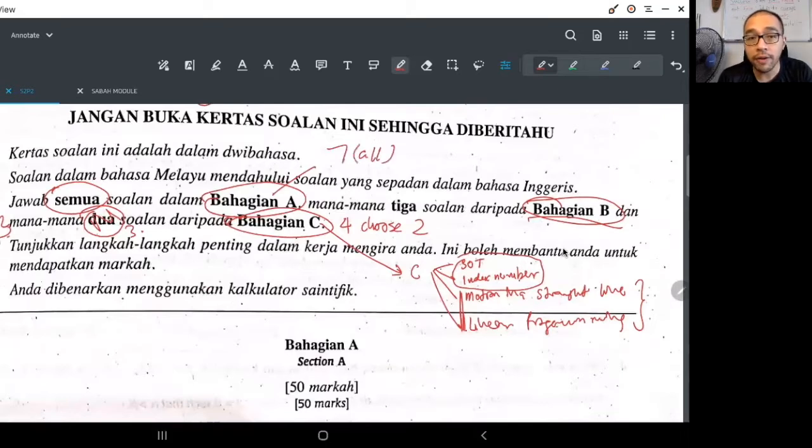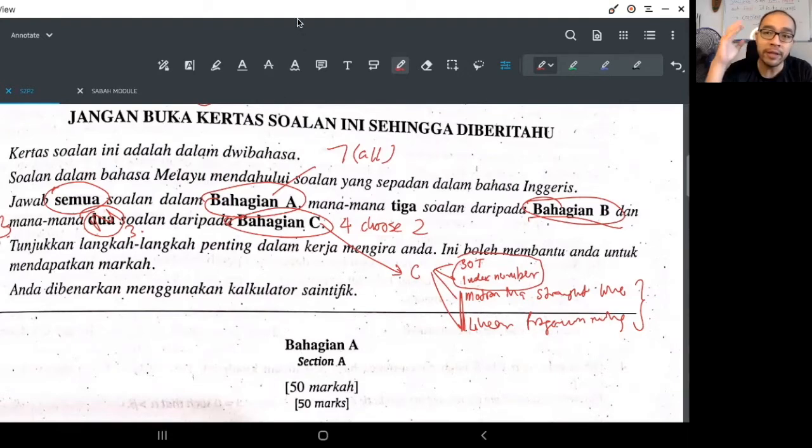So in 2.5 hours, you have to answer 12 questions. 7 plus 3 plus 2. Okay, so in 2.5 hours, you have to answer 12 questions. And generally, section B and section C are the bigger chunk of questions. Okay, the heavier ones usually come from section B and section C as compared to section A. Section A is also heavy, heavier than paper 1, but not as heavy as section B and section C.